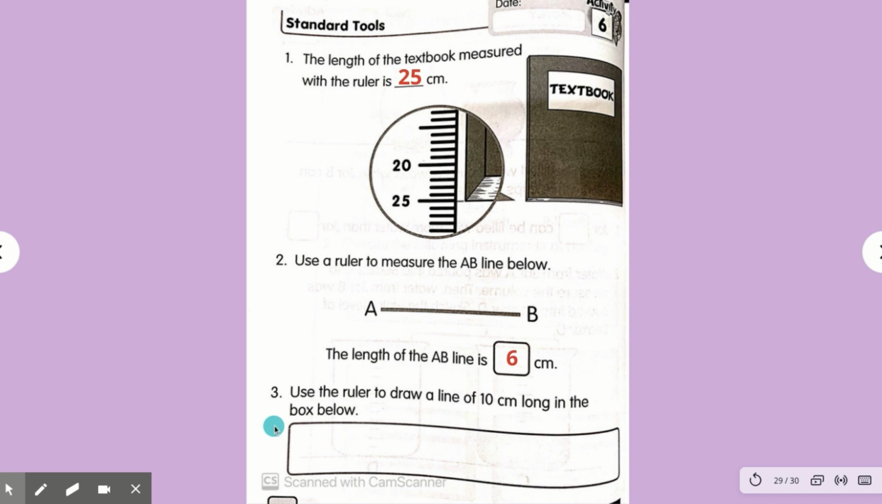Now number 3. Use the ruler to draw a line of 10 cm long in the box below. For this activity, I need you to do it on your own. You have to measure 10 cm long, and then you can submit your answer to me.